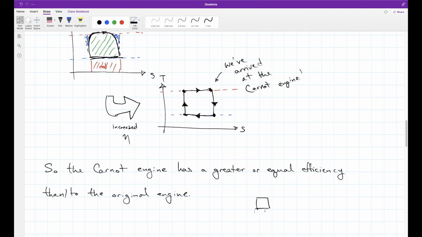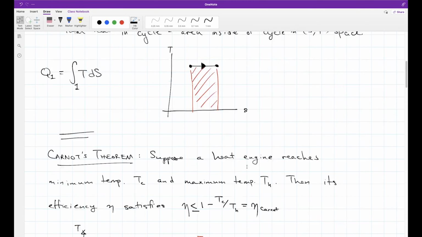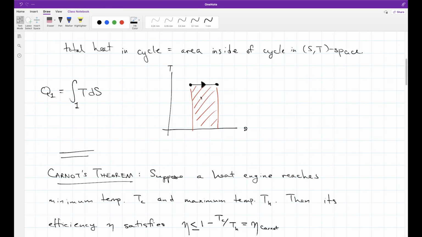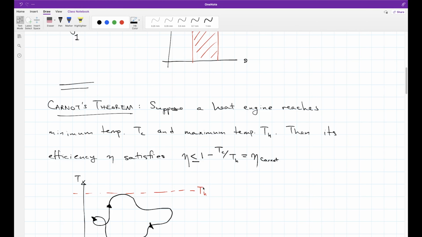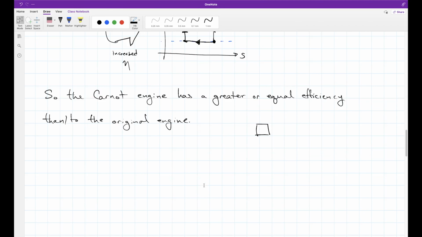And that completes the proof. Hopefully this proof gives you a little inclination about why Carnot's engine is important, but more than that, gives you a sort of visual way to think about the heat that enters or leaves a system in ST space.